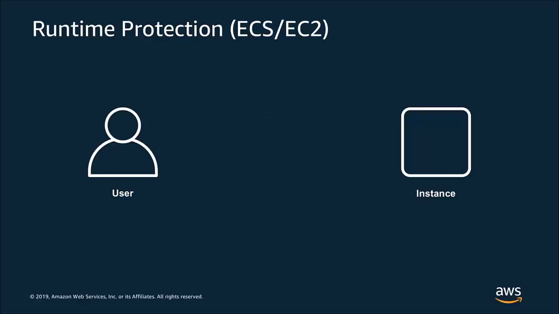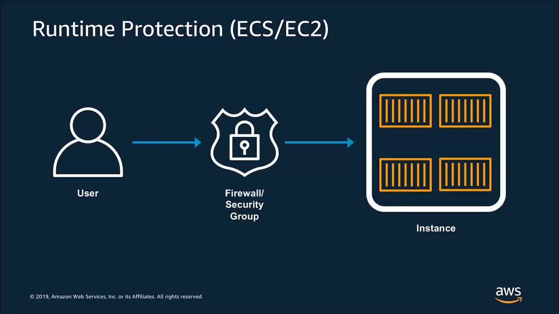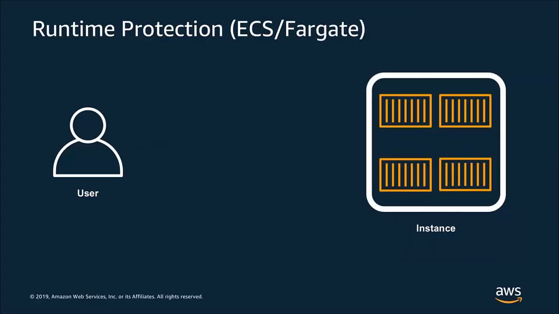When we move to ECS with EC2 launch type, the instance gets a little bit bigger as we need to start hosting containers inside of it. But the access pattern doesn't change. We still have a user who's going to access those tasks. That allows us to still use a firewall or a security group in order to maintain the traffic flow, and we're able to place an agent onto the instance that's able to monitor the containers and tasks from a singular viewpoint. But how does this work when we start looking at ECS running on Fargate launch type?